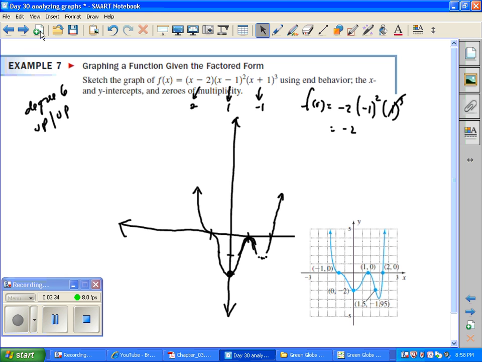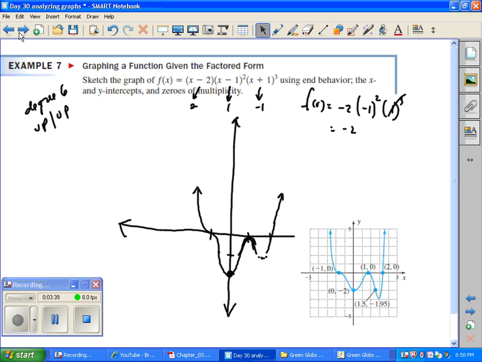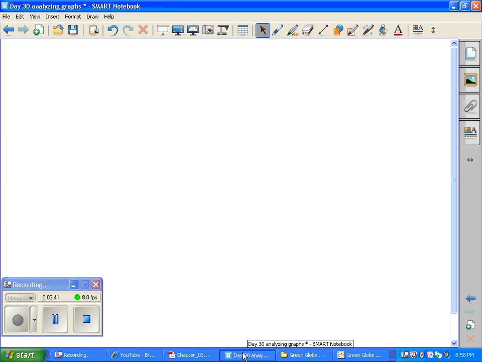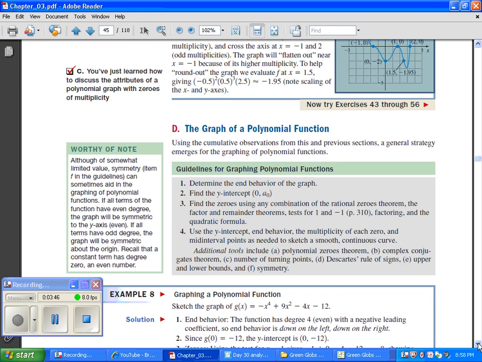Let's look at, do I have example 8 yet on here? Let me look forward. No. So let me bring up example 8. Right, the graph of the polynomial function. This is some guidelines for graphing them. Determine the end behavior, find the y-intercept, find the zeros, using rational zeros theorem, factor and remainder theorems, test for 1 and negative 1, factoring and the quadratic formula, use the y-intercept, all these things to sketch, and mid-interval points as needed to sketch a smooth continuous curve.